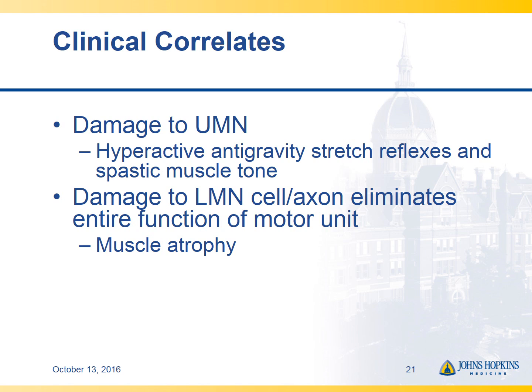Damage to the upper motor neuron can result in hyperactive anti-gravity stretch reflexes and spastic muscle tone, in contrast to damage to the lower motor neuron cell or axon that eliminates the entire function of the motor unit. So I think I used the term in class, the final common pathway. So damage to the lower motor neuron results in muscle atrophy because there is no innervation to a muscle group as a result of a lower motor neuron lesion.